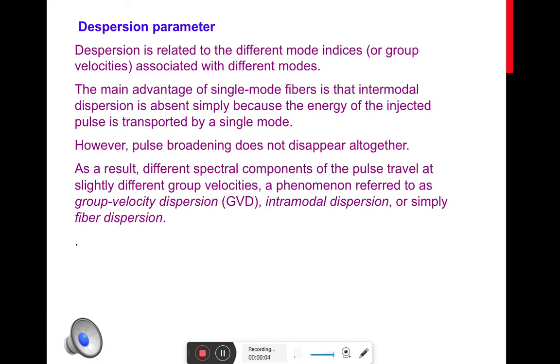Hello everyone, in this video lecture we'll be learning about dispersion parameter. So the parameter that is used to determine how much the dispersion takes place in an optical fiber is the dispersion parameter, and it is denoted by the letter D. So we are deriving the dispersion parameter D for the case of intramodal dispersion.